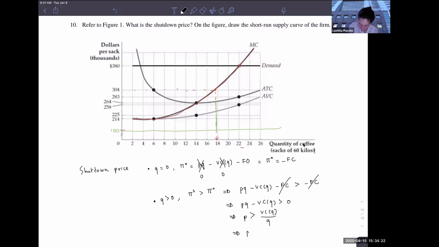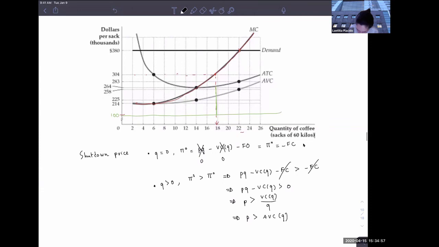And what is VC over Q? Well, that's the average variable cost. So in other words, the firm is going to produce a positive amount in the short run, although it is making losses, if the market price is higher than the average variable cost. Basically, the firm might be better off producing a positive amount in the short run, although it is making losses. We call that the shutdown price.